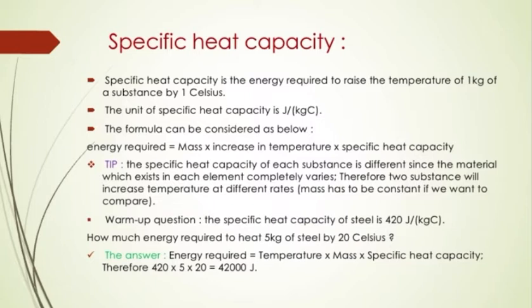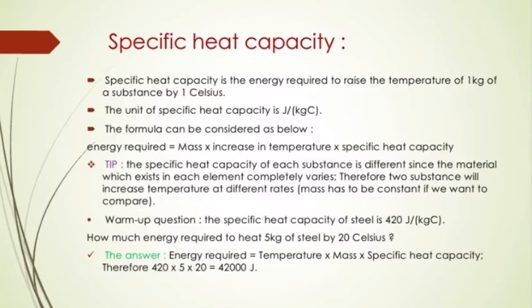Now, based on this information, there is a warm-up question. It says the specific heat capacity of steel is 420 joules per kilogram Celsius. How much energy is required to heat 5 kilograms of steel by 20 Celsius? Now we have to refer to the numbers that we have. Increase in temperature is 20 Celsius, mass is 5 kilograms, which is already the SI unit of mass, and the specific heat capacity is 420 joules per kilogram Celsius.